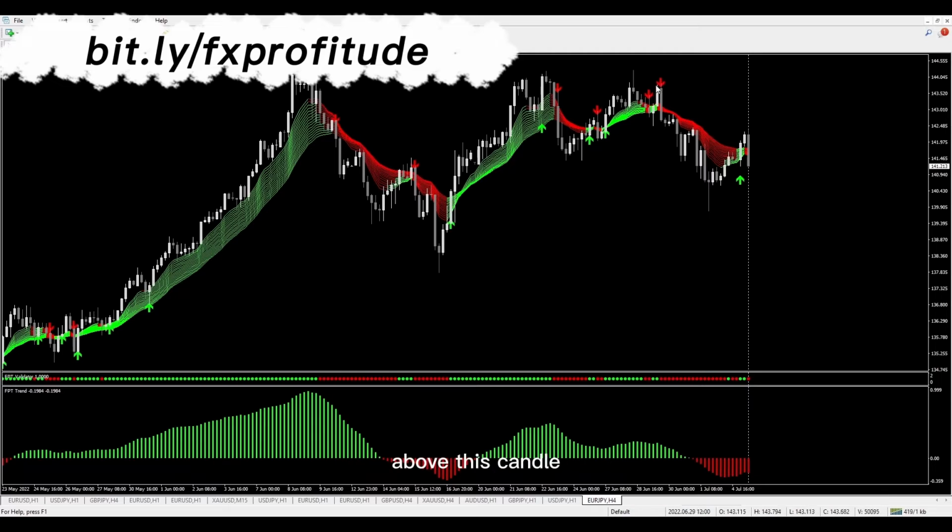Now, if we are to get a signal to go short, we want to see a red arrow appear above this candle. It'll look like this previous one here. Now, if we get that signal to go short, I will be placing a sell trade.